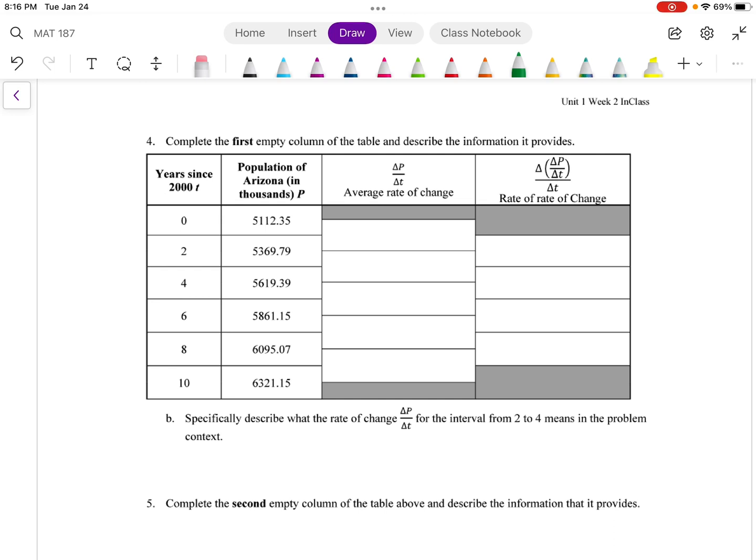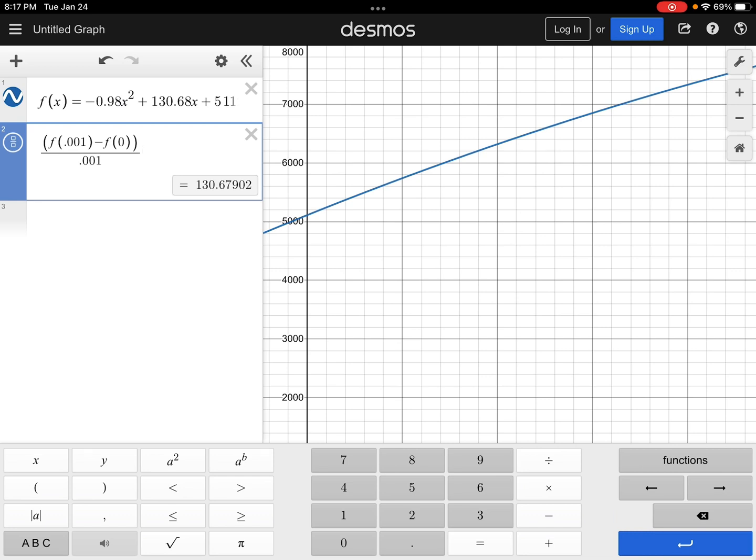Now, unlike the previous example we looked at in class, we do need to factor in that change in time, because if we notice, this is increasing by 2 every time. So this is +2 +2. So I can't just find the difference between my outputs. I need to also divide by my inputs. So I'm going to switch back over to my calculator.